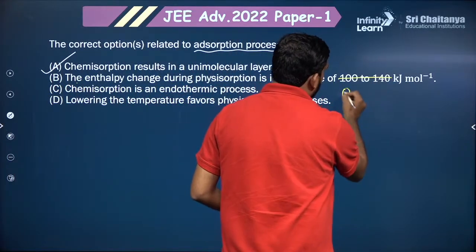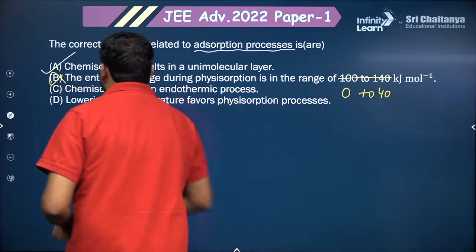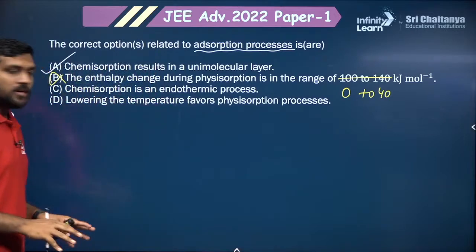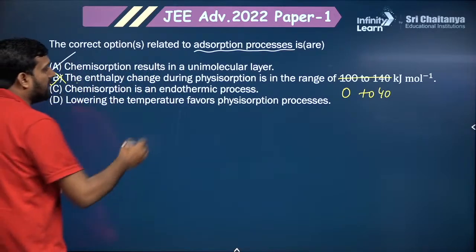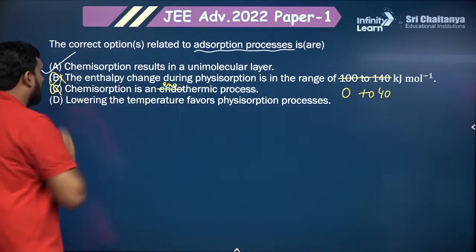Okay. So the correction should be 0 to 40. So this statement is not correct. Option number B. Now going for option number C: chemisorption is an endothermic process. No, heat is released in chemisorption, so it's basically an exothermic process. So this statement is incorrect.